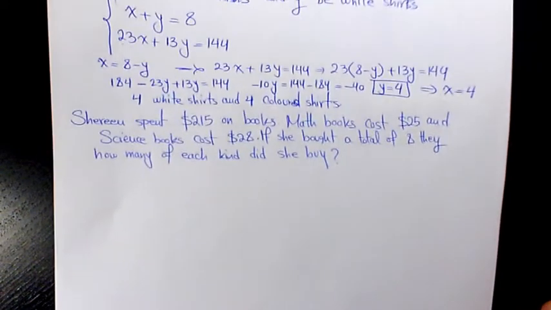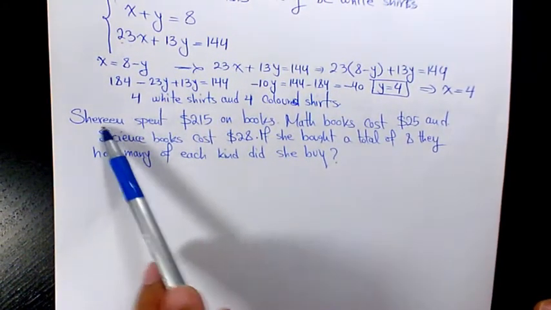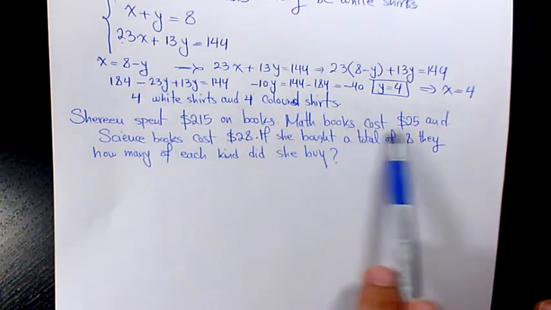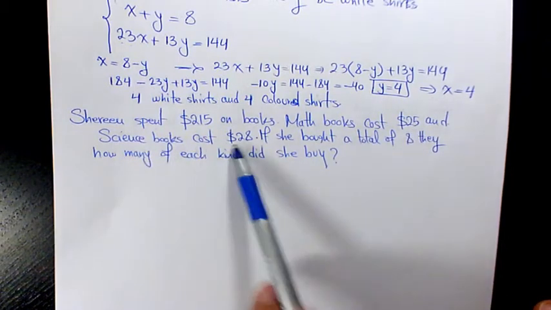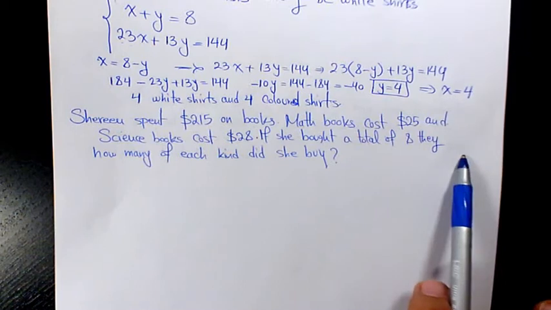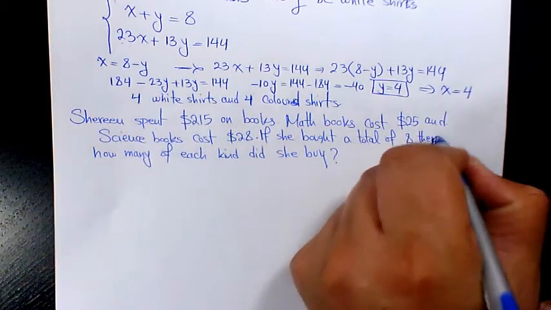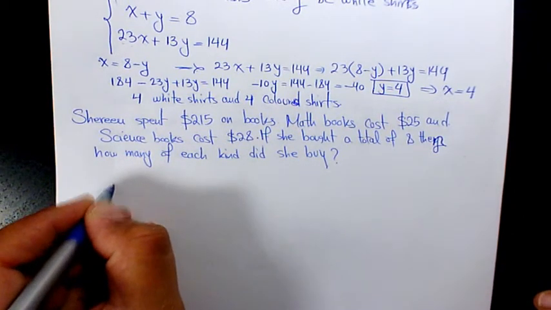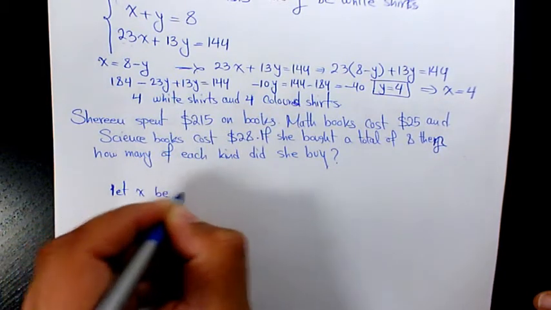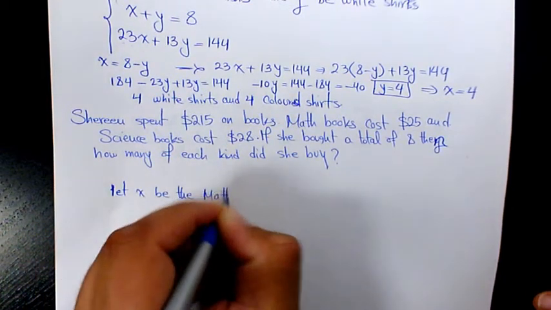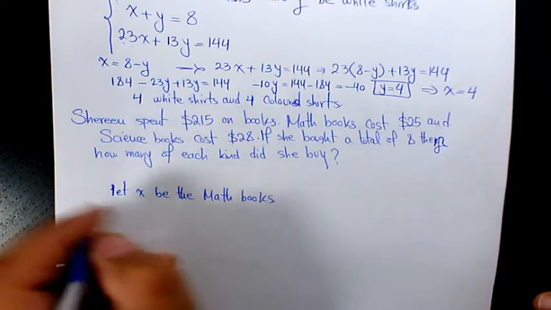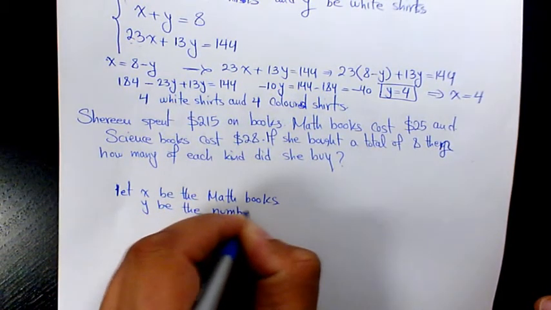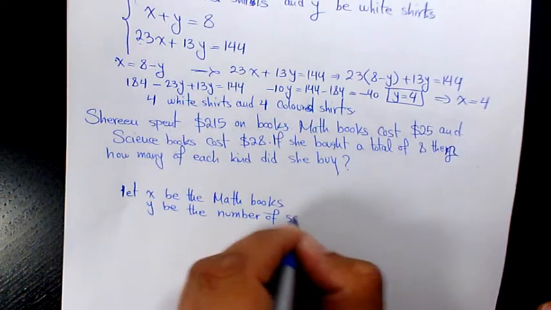Next example. Sharon spent $215 on books. Math books cost $25 and science books cost $28. If she bought a total of 8, how many of each kind did she buy? We're going to say the same thing. Let x be the number of math books and y be the number of science books.